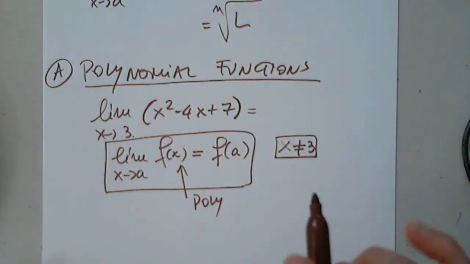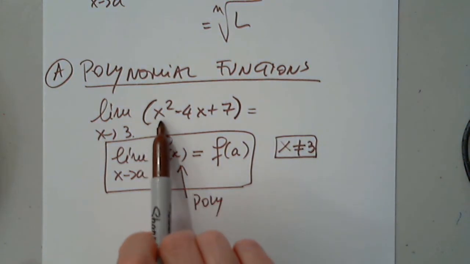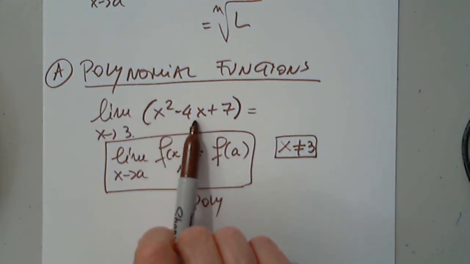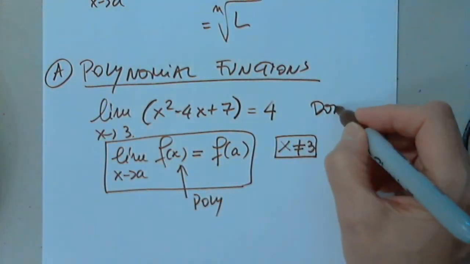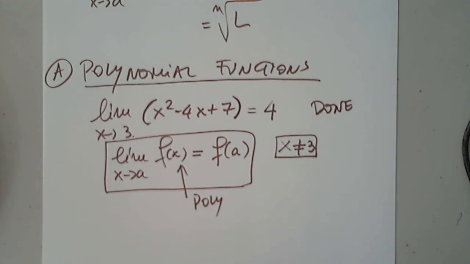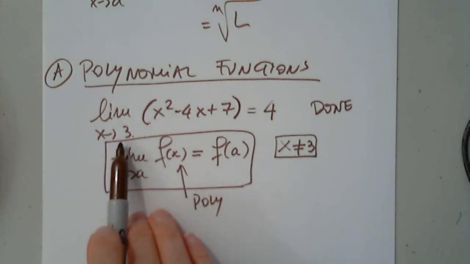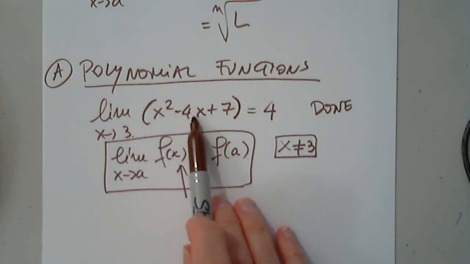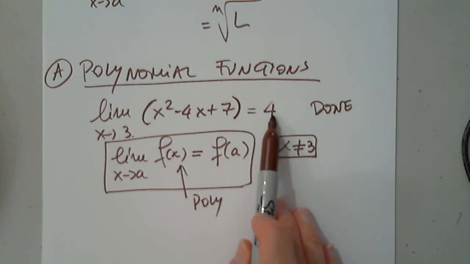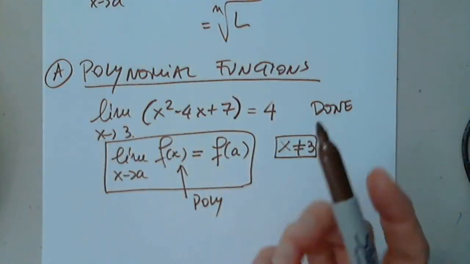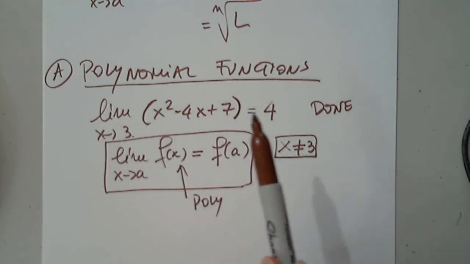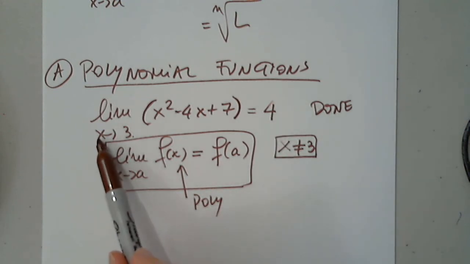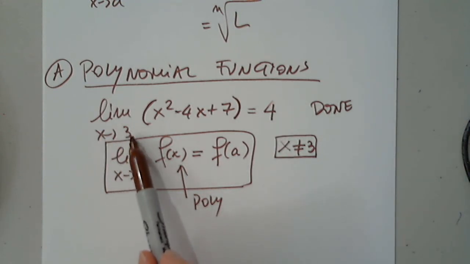We'll discuss it. But if it's a polynomial function, 9 minus 12 is negative 3. Negative 3 plus 7 is 4. Done. These are the easiest possible functions to work with. So the limit as x approaches 3, 9 minus 12 is negative 3. Negative 3 plus 7 is 4. What does this say? That this polynomial function gets closer and closer to 4 when x gets closer and closer to 3 from either side.